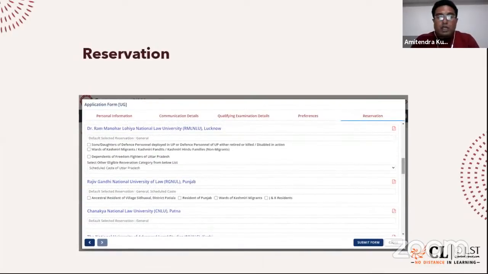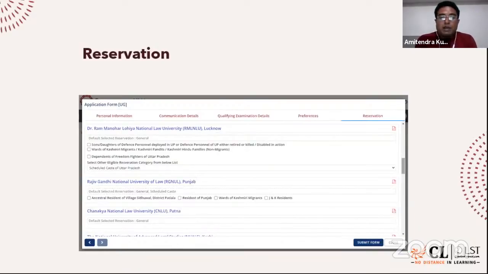Now, when it comes to Lucknow, there are some other specific reservations other than the reservation applicable for the SC/ST category and OBC category students of those states. 50% of the seats are reserved for them. There are some supernumerary seats also available to other categories of students. It could be wards of Kashmiri migrants or Kashmiri Pandits or Kashmiri Hindu families, non-migrants. It could be sons, daughters of defense personnel deployed in UP, either retired, killed, or disabled in action. That is also applicable, or dependents of freedom fighters from the state of Uttar Pradesh. So you have to select if any is applicable to you.